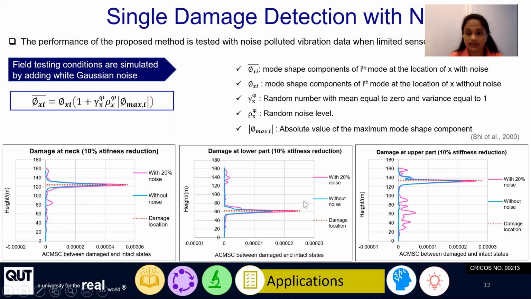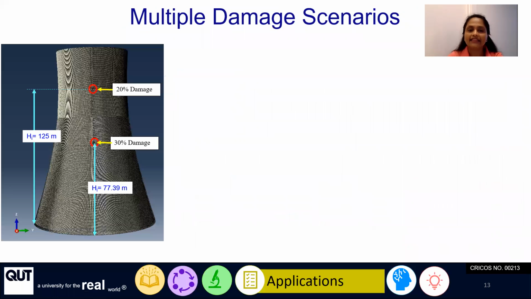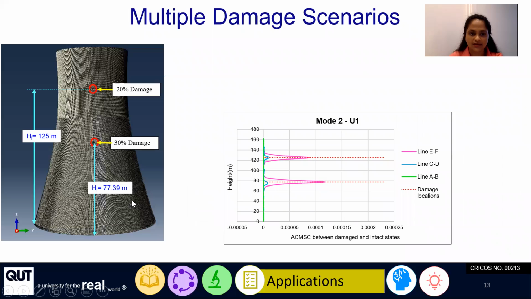As you can see, in all the cases, the proposed method is capable of identifying the correct damage location even with the presence of noise. We have tested this method using multiple damage scenarios. As you can see, these are the test results. And in this case, these studies were carried out only for 2 damages in one nodal path.